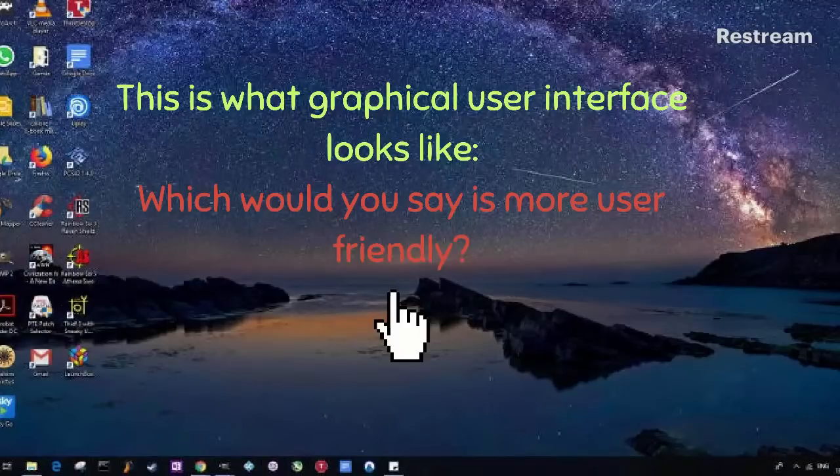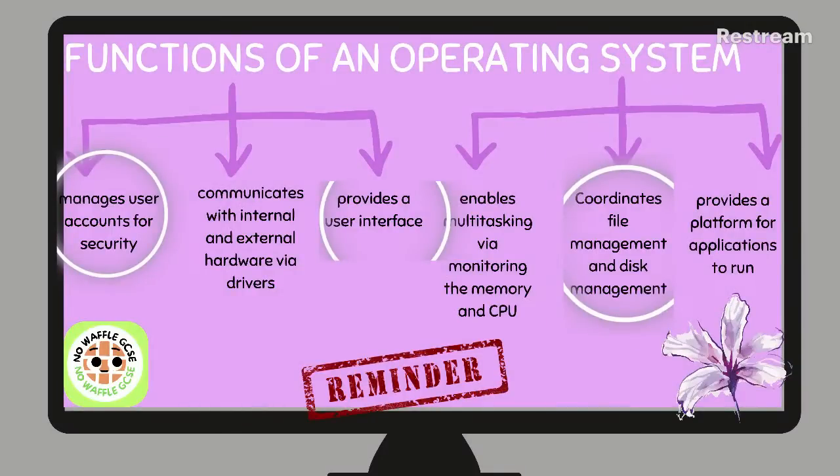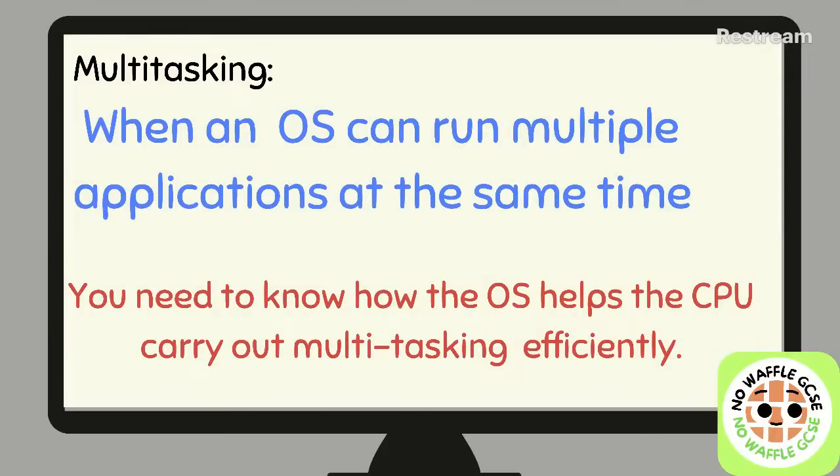So here is a reminder of what we've done so far. So we've spoken about drivers and we've spoken about user interface. We're now going to speak about multitasking. So multitasking is when an operating system can run multiple applications at the same time. So you need to know how the operating system helps the CPU carry out multitasking efficiently.